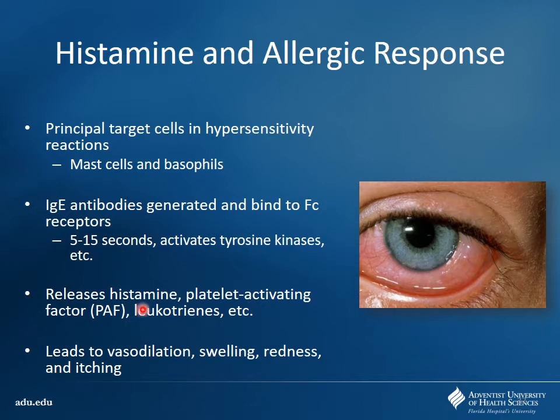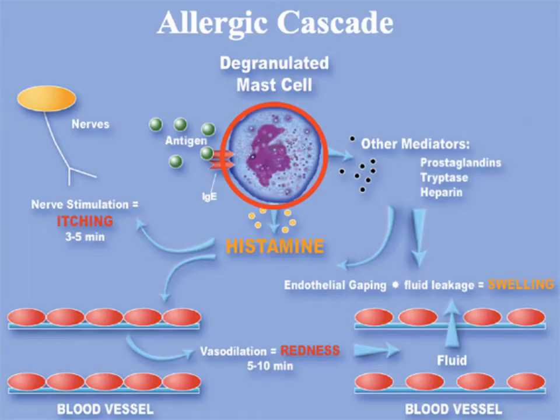Basically, due to things like histamine, platelet activating factor, leukotrienes, and all kinds of things that happen in this cascade, you end up seeing a lot of vasodilation, swelling, redness, and itching. Everyone has experienced some sort of allergic conjunctivitis at some point in their life. It's not super comfortable, so there are some things we can do to prevent that.